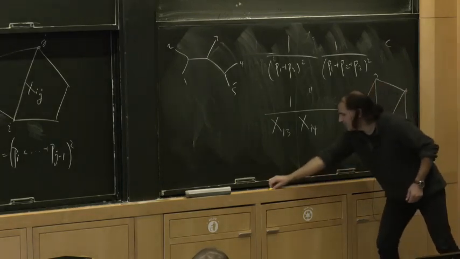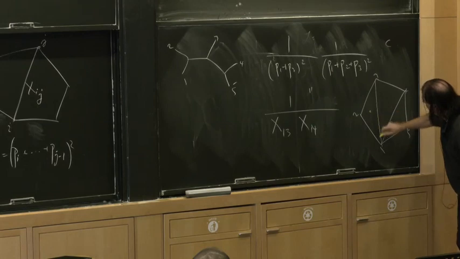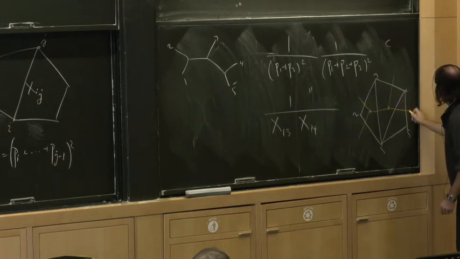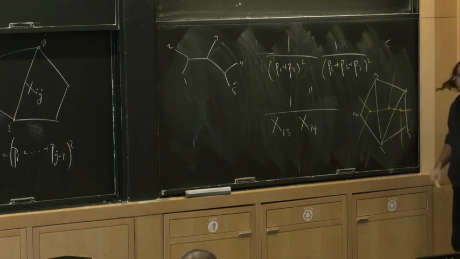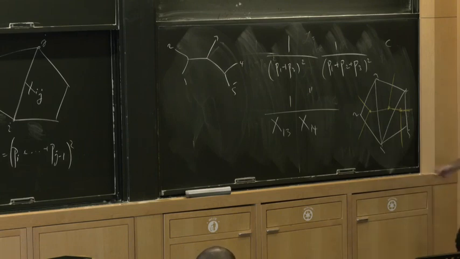If I put a point in the middle, as usual when we have duals, okay, that's how I get from the triangulation of the pentagon to a dual cubic diagram. Okay.